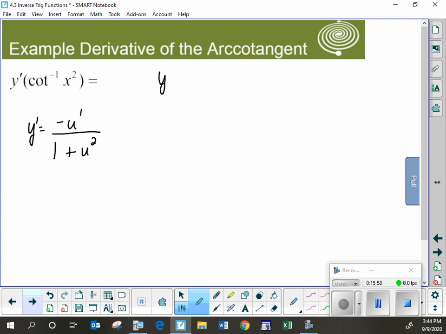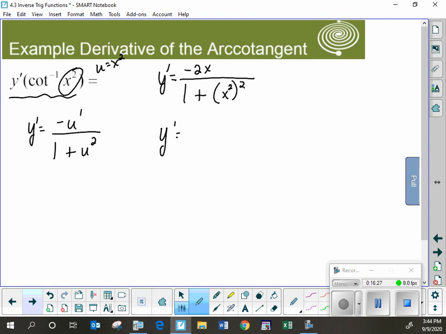Now, I'm going to say y prime equals, I was just looking at the way they notated. That's kind of weird notation, but we'll go with it. This is my u. My u is x squared, so u prime is 2x over, but it's negative, over 1 plus u squared. So I'd have x squared squared. So I'm going to finish this as y prime equals negative 2x divided by 1 plus x to the 4th. I don't think you'll have any problem doing inverse trig derivatives.